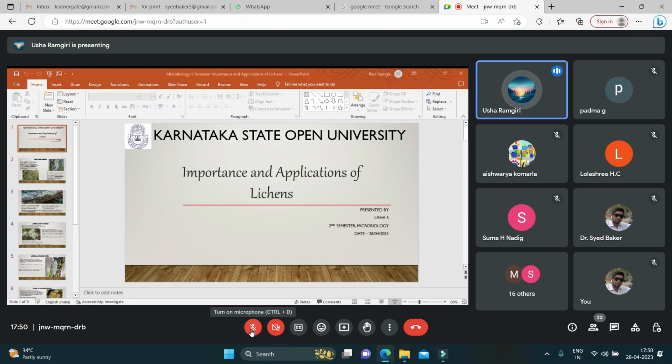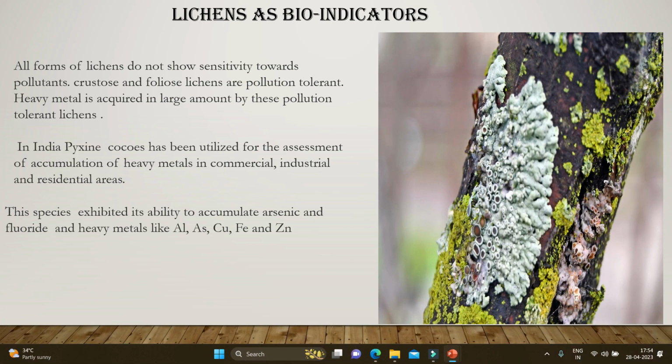Lichens as bioindicators. In the previous class we discussed lichens as bioindicators. Not all forms of lichens show sensitivity towards pollutants. There are two types, especially the crustose and the foliose lichens. They are pollution tolerant, in the sense they have an ability to absorb the heavy metals which are present in the polluted air. By analyzing that, we'll come to know what kind of pollutants are present in the air, especially when it comes to heavy metals.